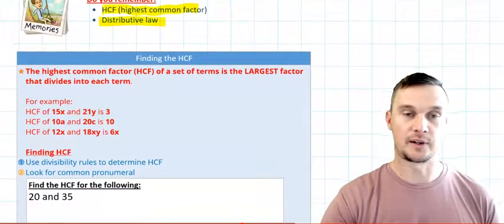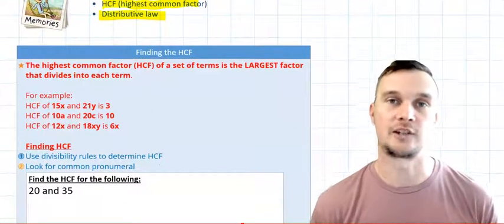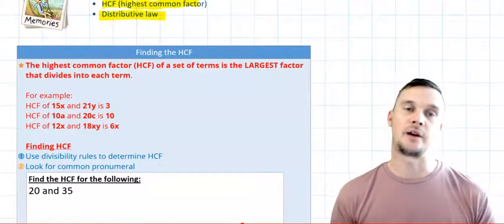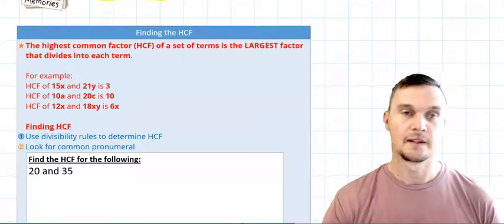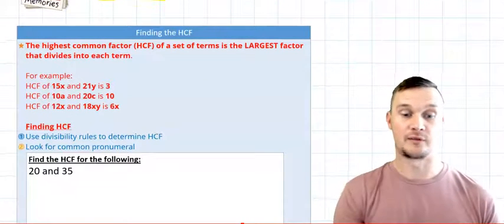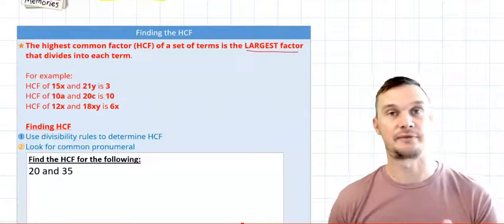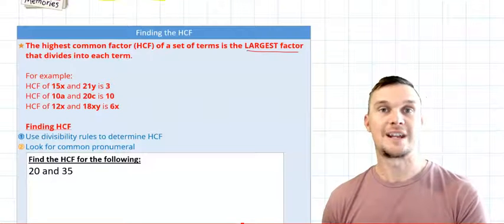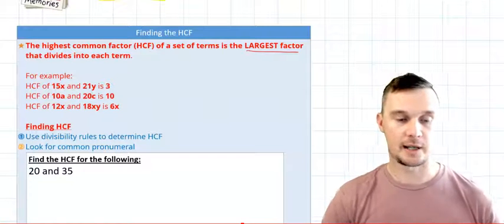So what we need to do firstly is practice finding the HCF, because that is pivotal in how we do our factorizing expressions. So again, the highest common factor of a set of numbers is the largest factor that divides into each term. So we've got three examples here.